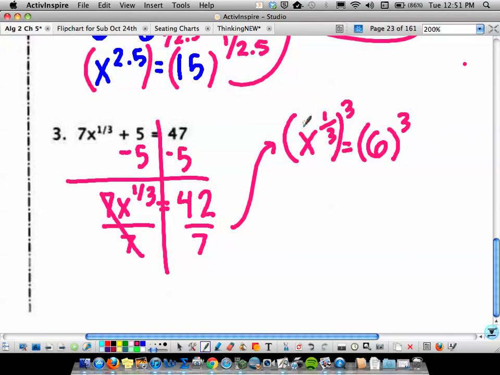Again, the exponent rules tell us that we would take the 1/3 and multiply it by 3 to make this look simpler. And 1/3 times 3 is just 1. So we have x to the 1st, or just x. 6 to the 3rd power. Let's see, 6 times 6 is 36. 36 times 6 again is 216.